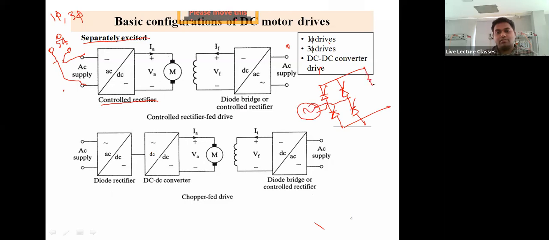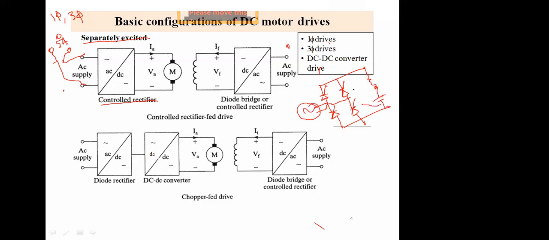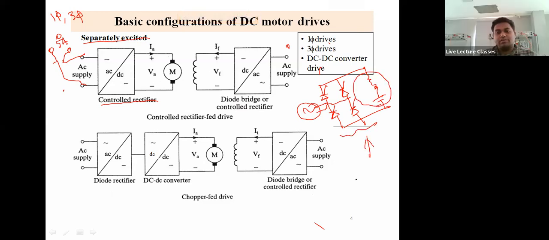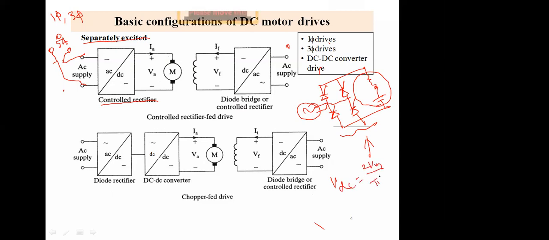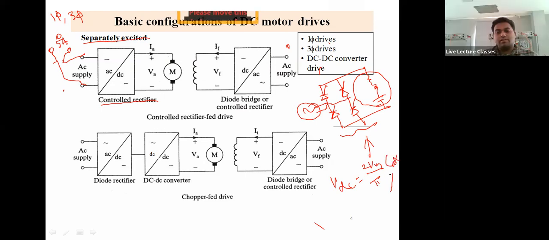Do you remember this? This was the RLE load. And what was the average voltage here? The VDC voltage was 2Vm divided by pi, times cos alpha. So depending on alpha, it would become a rectifier or an inverter. If alpha was greater than 90, it was inverting, right?